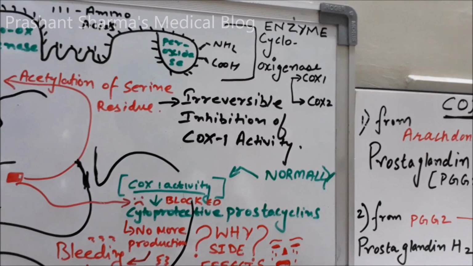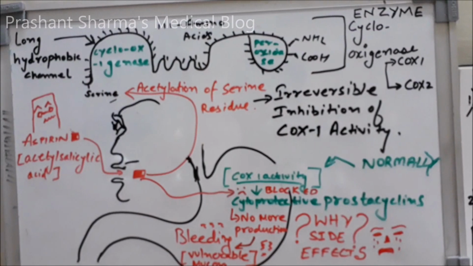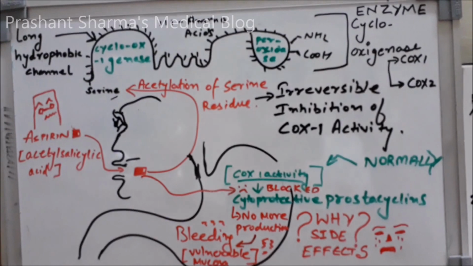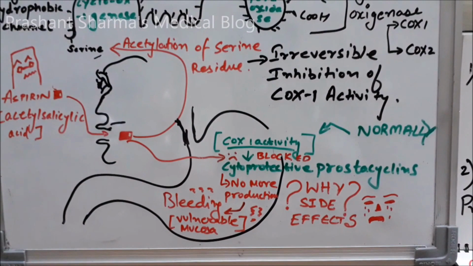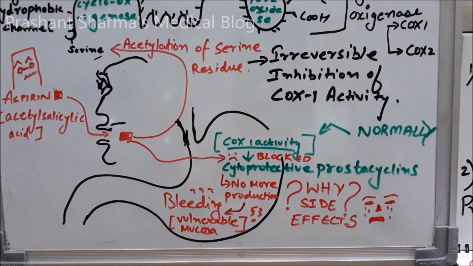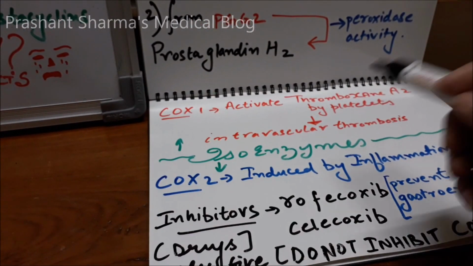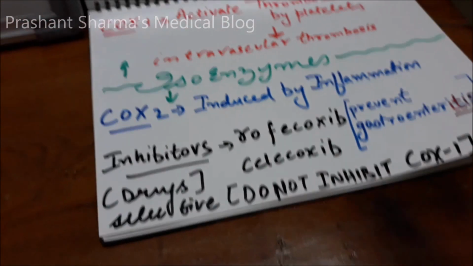So this conversion of arachidonic acid to prostaglandin G2 won't be happening, which will prevent further atherogenic events which may lead to heart attack due to thrombus, or it prevents platelet aggregation in the initial steps. Now, what is the basic overview of COX-1? Let us look more clearly here. You may see that COX-1 activates thromboxane A2 in platelets, that is, intravascular thrombosis.